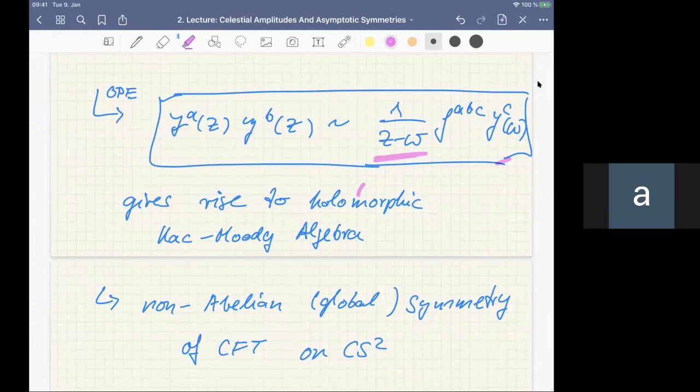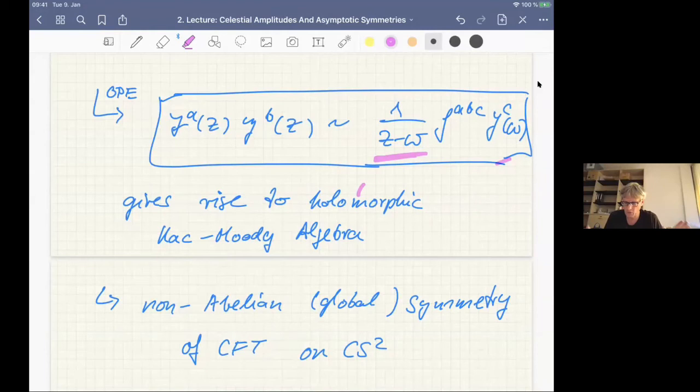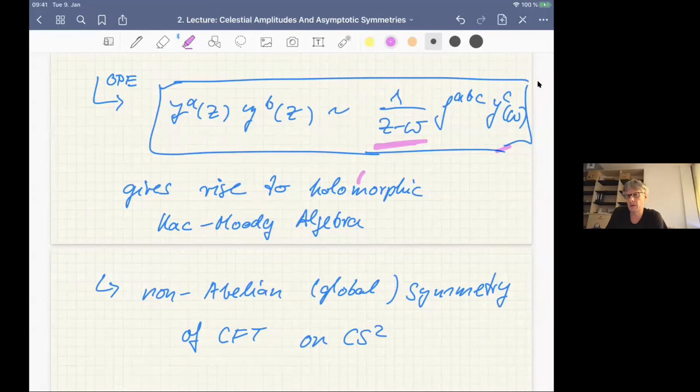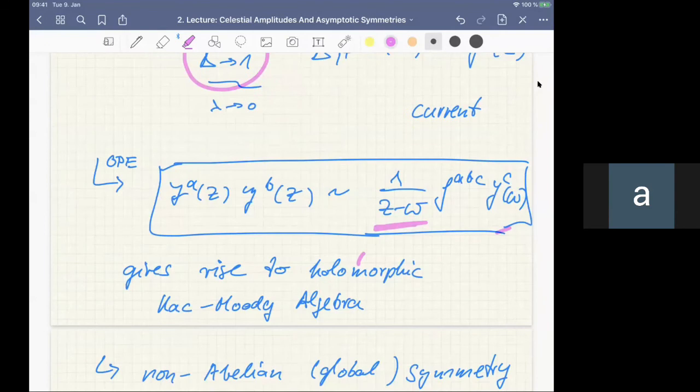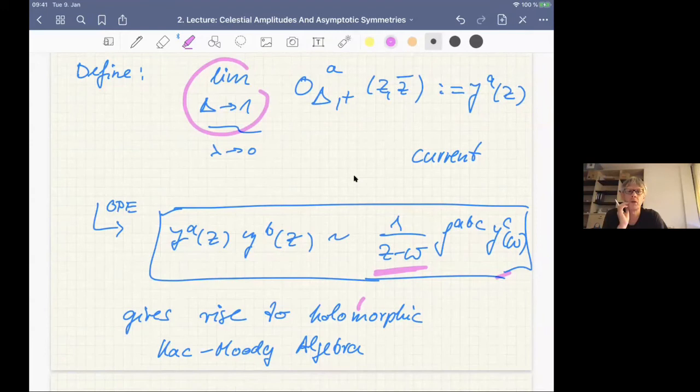So the message is that by looking at celestial amplitudes and looking at collinear limits, you can extract all OPEs between gravitons and gauge bosons. Okay, thanks. Thanks for the question. So now I will end my blackboard talk, and I will go to slides.